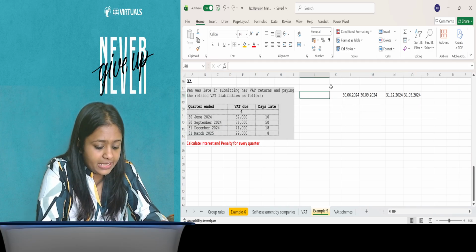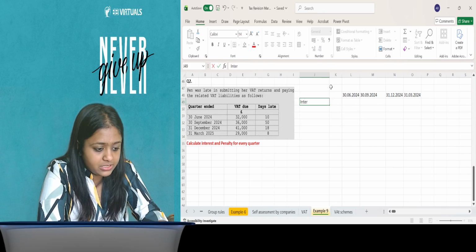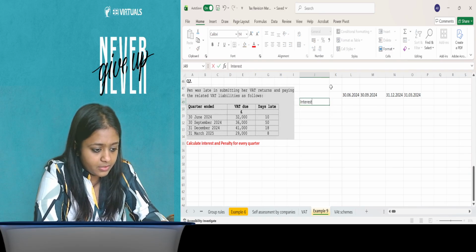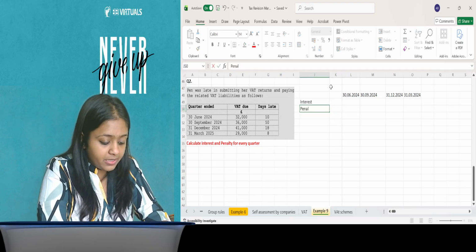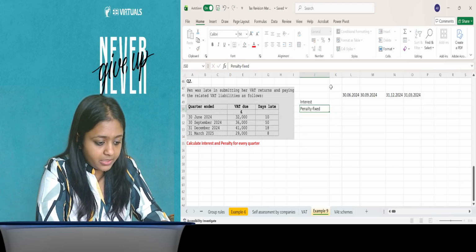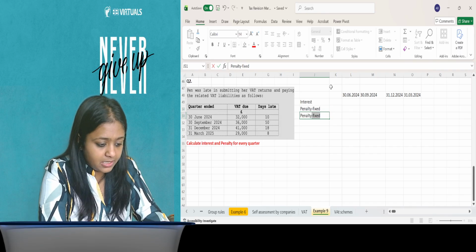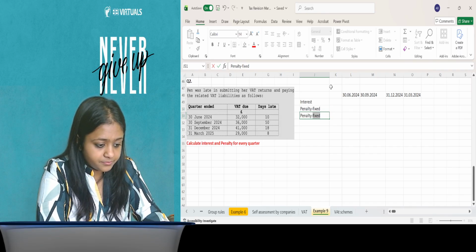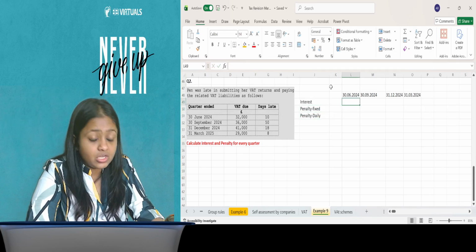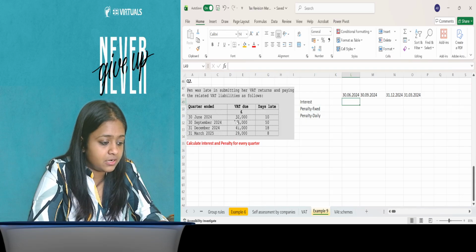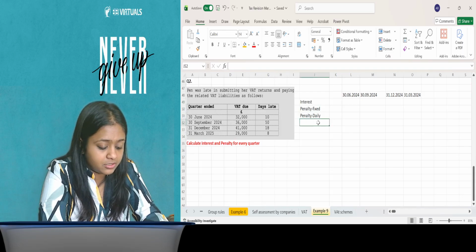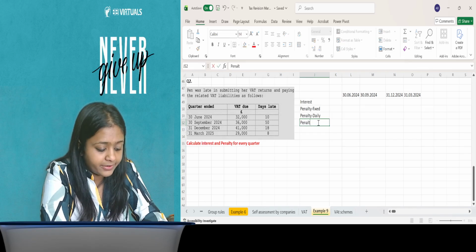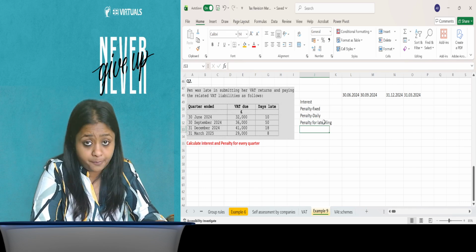Okay, here I will write interest. I will calculate interest here. Here I will write penalty, which is fixed. And here I will write penalty, which is daily. Now interest amount, let's see, here you have, and here the penalty for late filing. So all things I will explain here by way of a tabular approach.